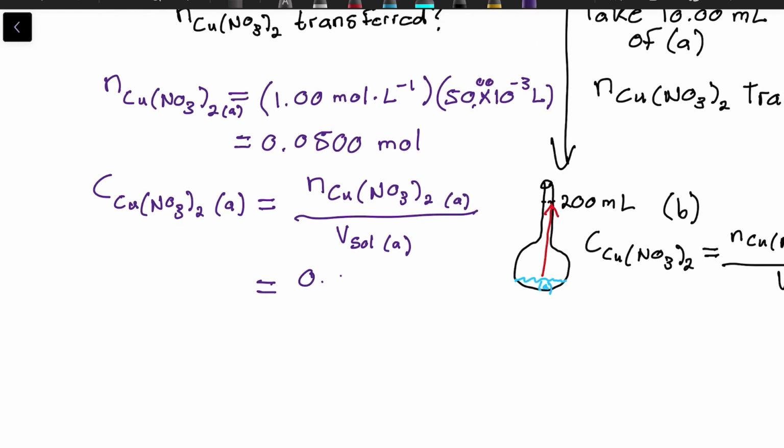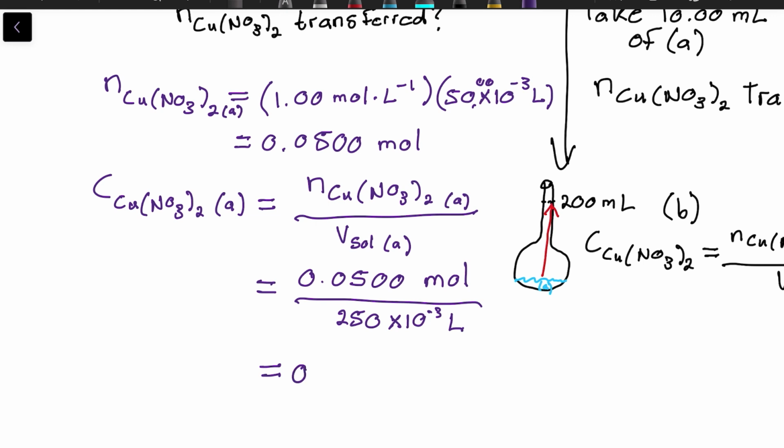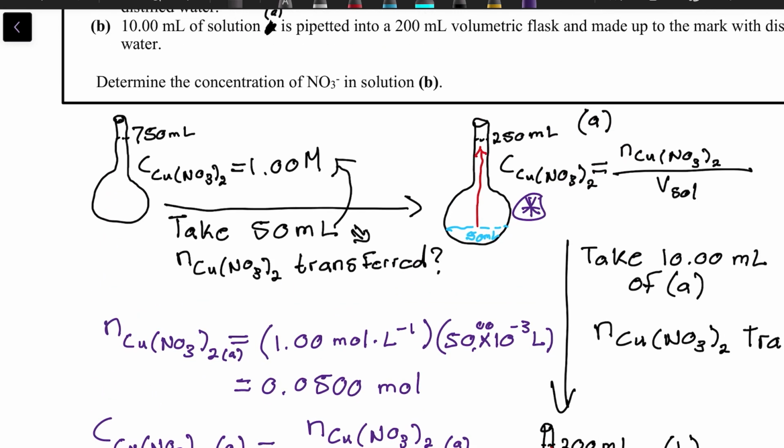So that then gives us 0.0500 mole divided by the volume of the solution, which is 250 milliliter. Now it's 250 times 10 to the negative 3 liter. You can take the 10 to the negative 3 up there, so then it's 50 divided by 250, which is 1 over 5, so it's 0.2, 0.2000 molar, because it would be mole per liter. Right, so that is the concentration of copper nitrate in solution A.